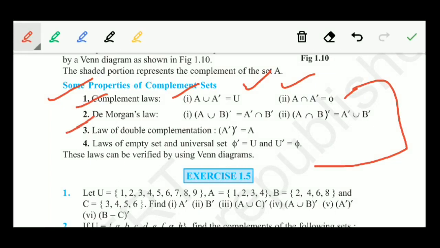See De Morgan's law. In De Morgan's law, the complement of A union B is equal to the intersection of A complement and B complement. And see the second part: the complement of the intersection of A and B is equal to the union of A complement and B complement. The double complement is always equal to the set itself. And the law of the empty set: the complement of phi is the universal set, and the complement of the universal set is phi.